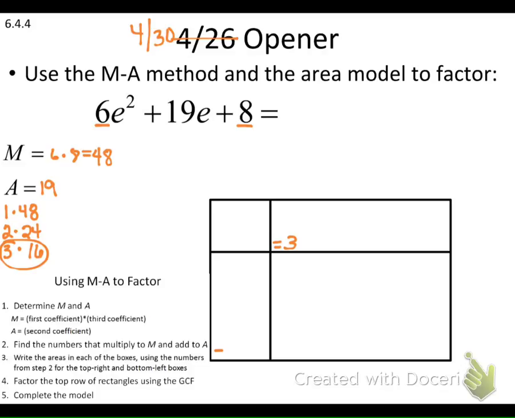So 3 and 16. Now 3 plus 16 equals my 19e, right? So because that coefficient has a variable e on it, what should I put with my 16 and my 3? An e. Okay. Now, the last step, we're going to go ahead and continue filling in our areas for each rectangle. So what's the area for my top left? 6e squared. And bottom right? 8. Just 8. Good.